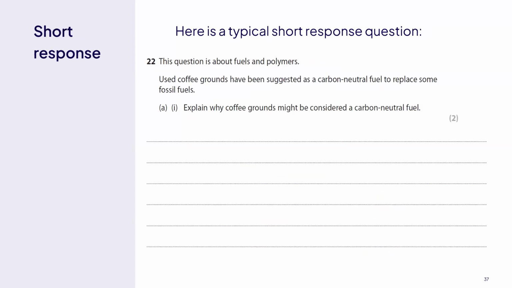There's a typical short response question. Explain why the coffee grounds might be considered to be a carbon neutral fuel, worth 2 marks. Note that there's a lot of lines left. There's always more than sufficient space left to answer the question. Students should not think that they have to fill up the space available. The time spent on each question should reflect the number of marks available. In general, 1 minute per mark. Though sometimes, of course, some questions are more complicated than others, and others are far less complicated.